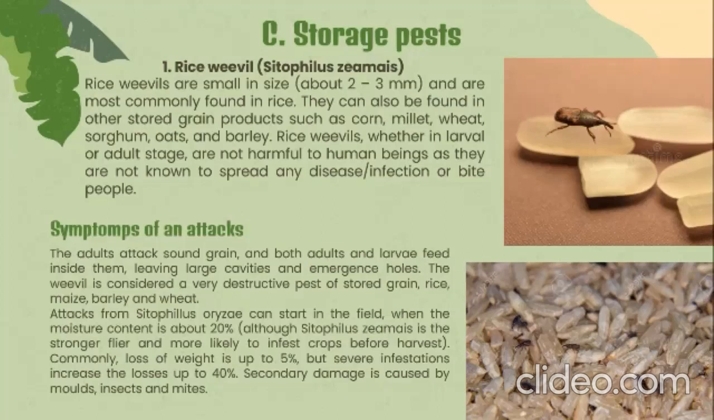Commonly, loss of weight is up to 5%, but severe infestation increases the losses up to 40%. Secondary damage is caused by molds, insects, and mites.